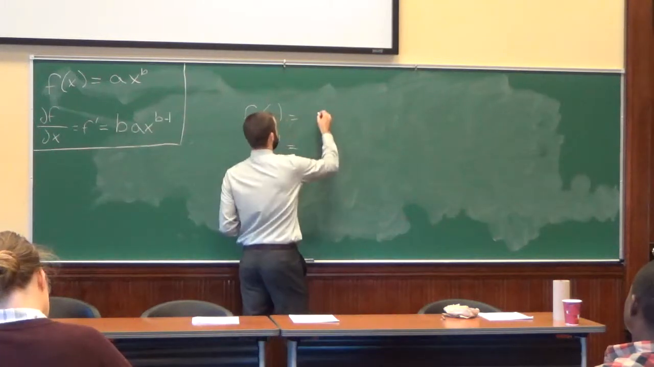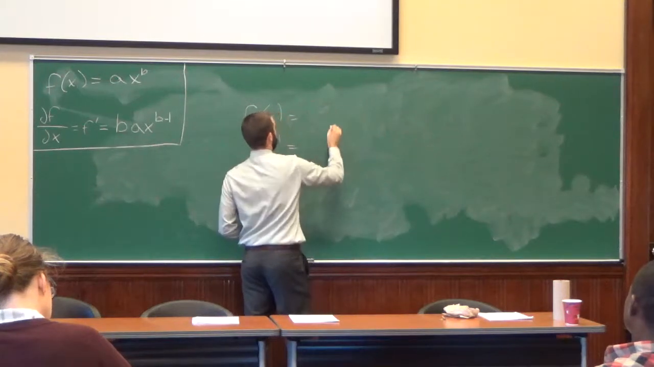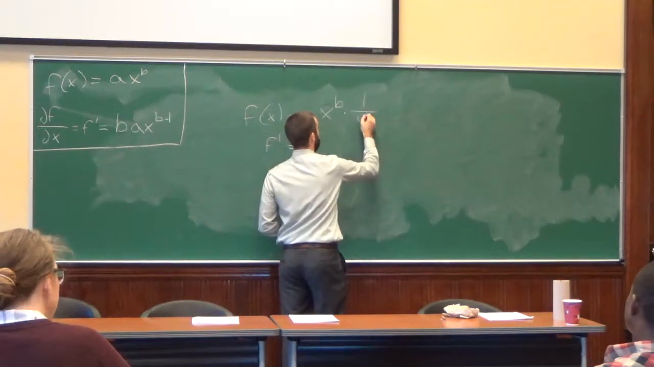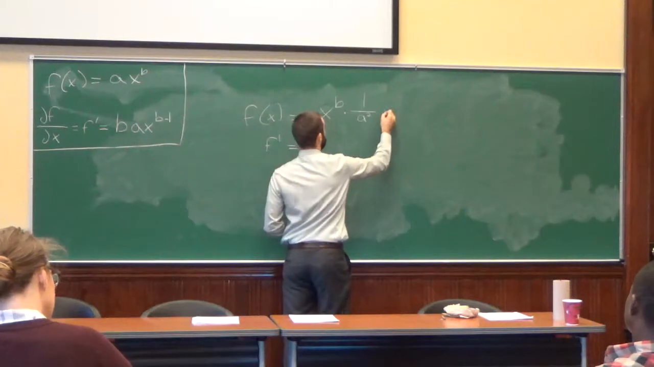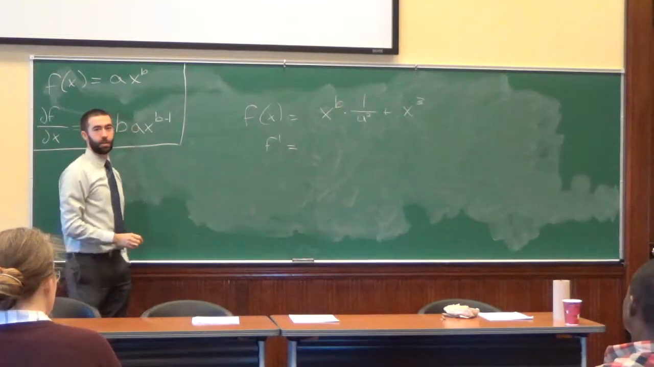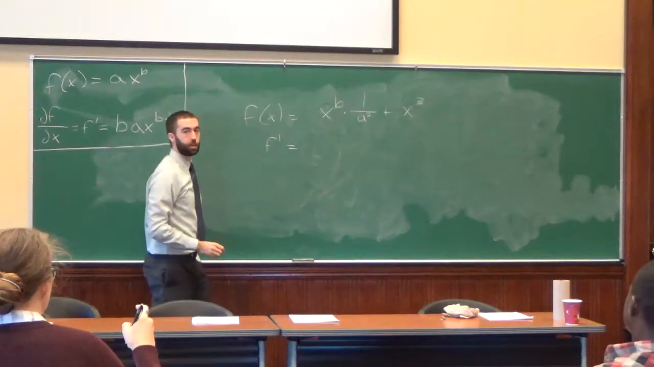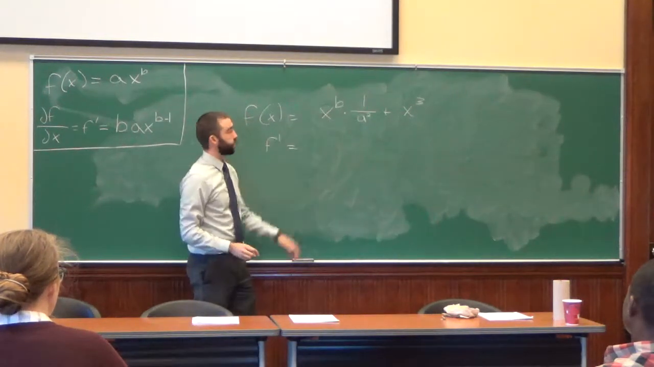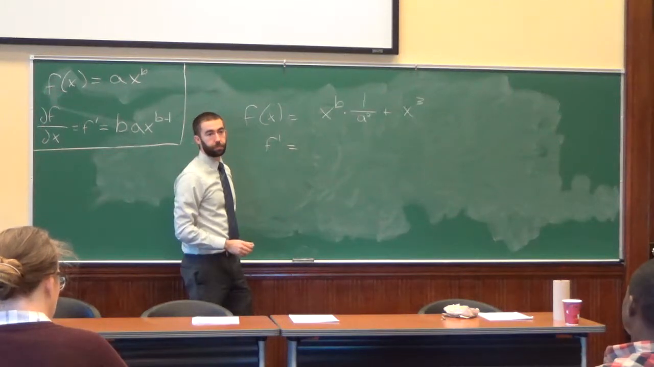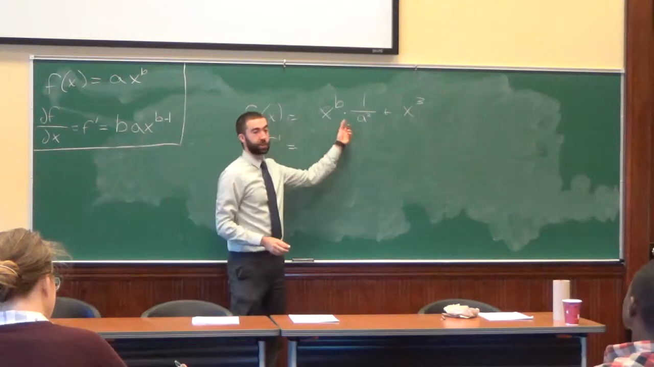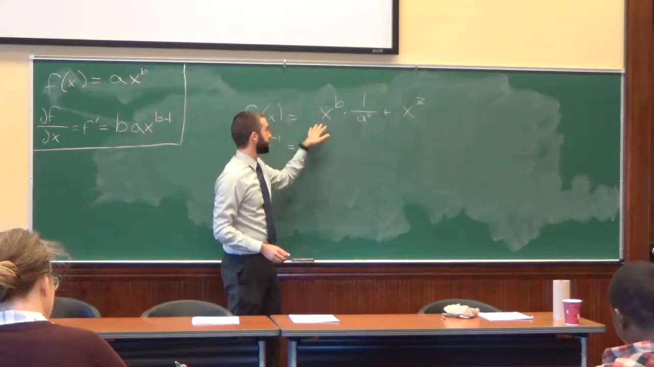One more. Let's do x to the b times 1 over a squared plus x to the 3rd. We could combine them, but let's leave them separate. It's a little tricky. I'm throwing you a curveball here, Kenneth. What do you think? How would you make sense of this?